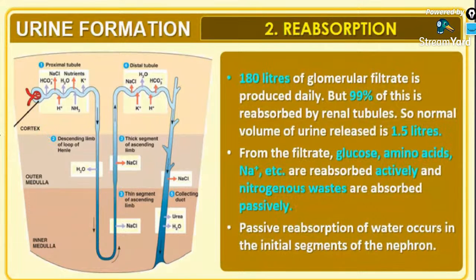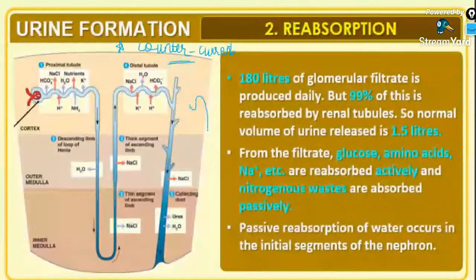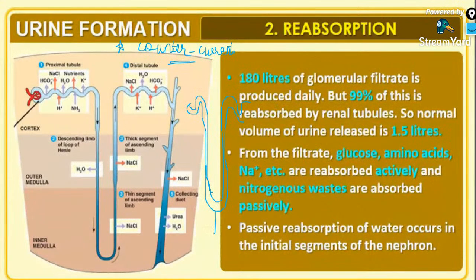Look at this part, guys. You will get detail about this particular diagram when you come to the countercurrent mechanism. In the last class I told you the proximal convoluted tubule extends downwards as a long, hairpin-shaped tube, and that structure you call the Henle's loop, or the loop of Henle.